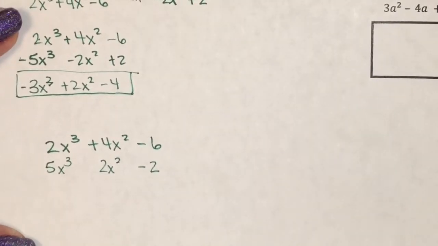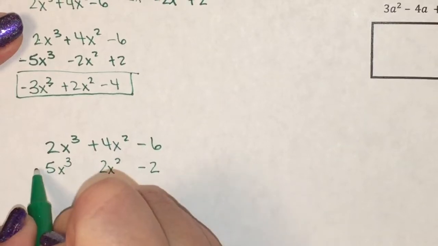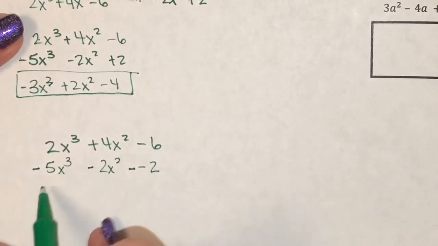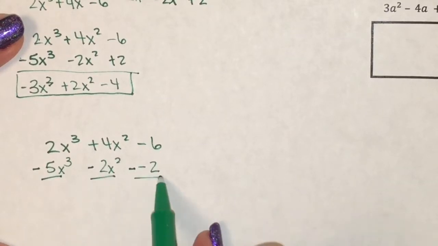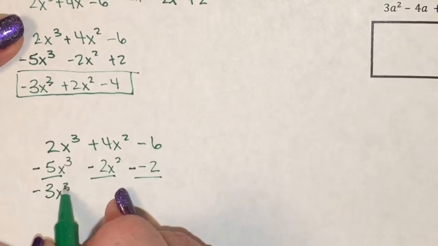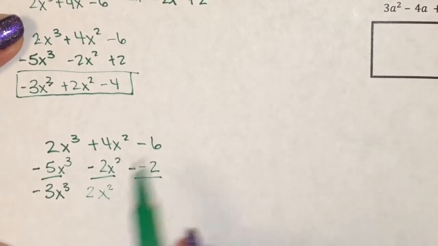Now, because I am subtracting, I've got to subtract everything. So I'm just going to go and say minus, minus, minus. Then you treat them like they're individual problems. So 2 minus 5 is again that negative 3x cubed. 4 minus 2 is a positive 2x squared.